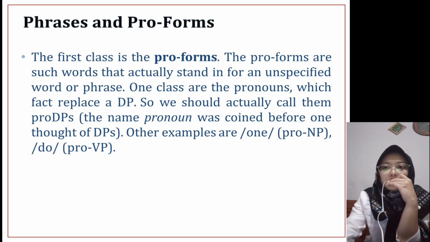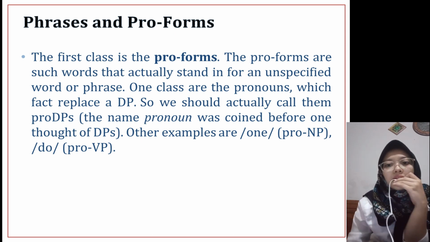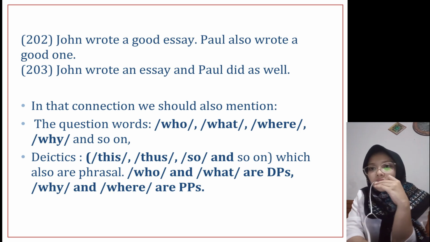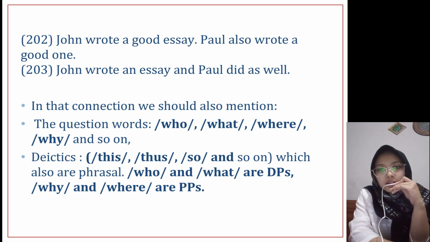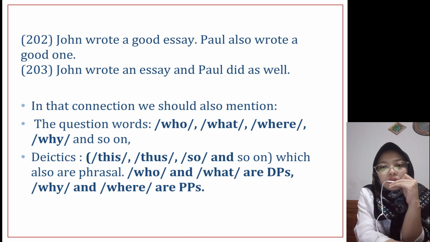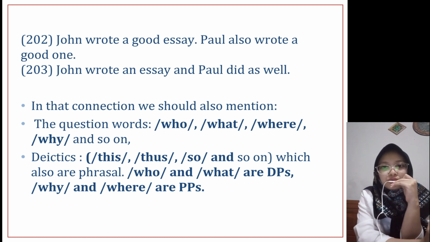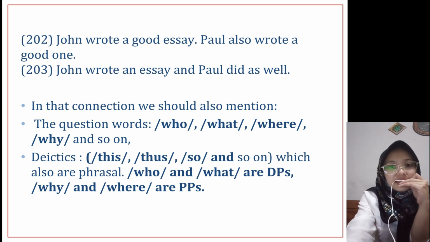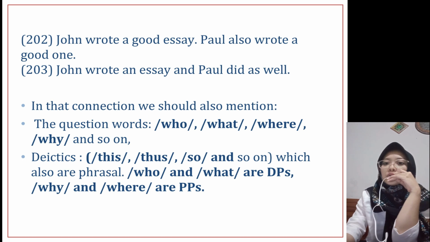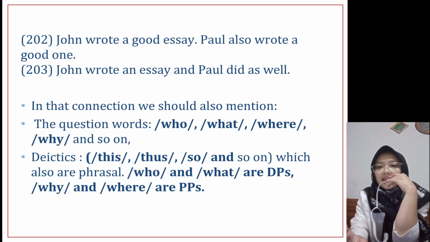The proform is the referring word in a sentence. The word or word group that is referred to is the antecedent. Look at the sample sentence: John wrote a good essay. Full stop. And Paul also wrote a good one. In the case of this sentence, there is a full stop. But when we want to make the first sentence followed by the second sentence, we need proforms. John wrote a good essay, full stop, and Paul also wrote a good one. They can stand together when we add a proform.